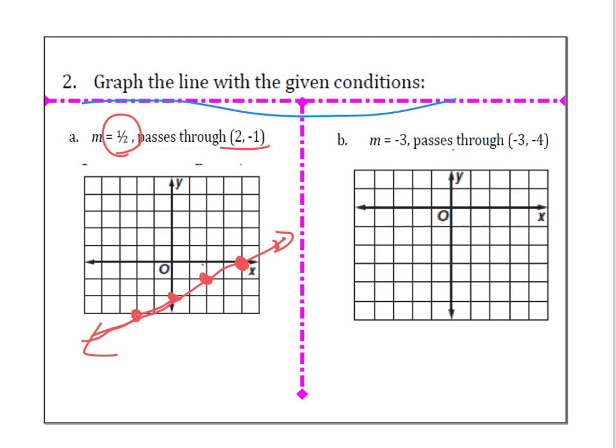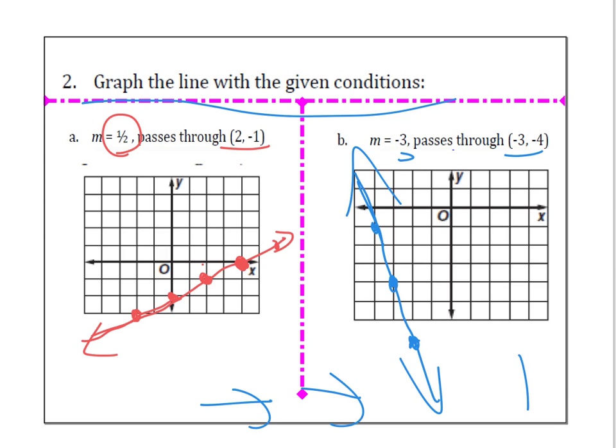For letter B, the line goes through (-3, -4). So (-3, -4) is right here. A slope of -3 means I'm going to go down 3 over 1. So it's going to look like this. Bear in mind, remember guys, that you're always going to the right with these slopes. It's just a matter of whether you're going to go up or down.